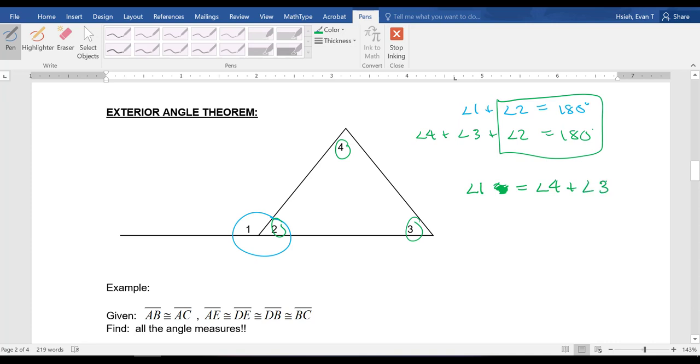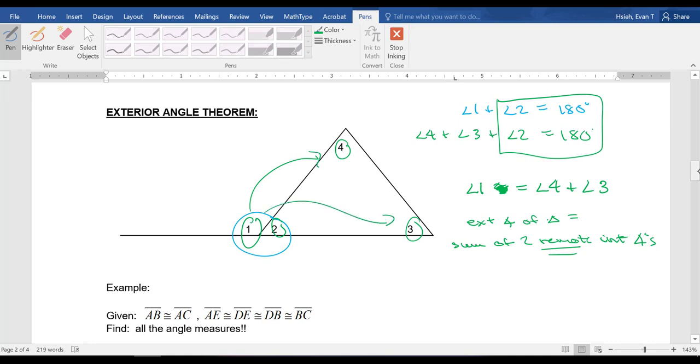That is what we call the exterior angle theorem. Basically, the exterior angle of a triangle is equal to the sum of the two angles that are furthest away, like a remote control, two remote interior angles that are on the inside of the triangle. So this angle is equal to this one plus that one right there.